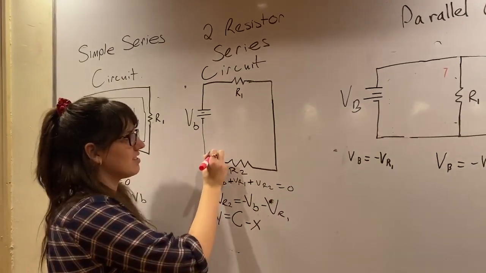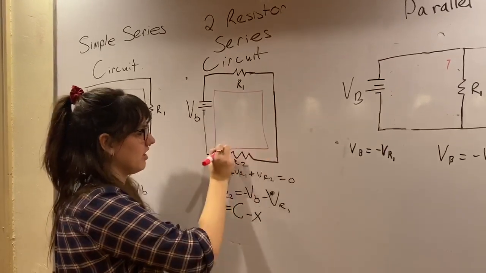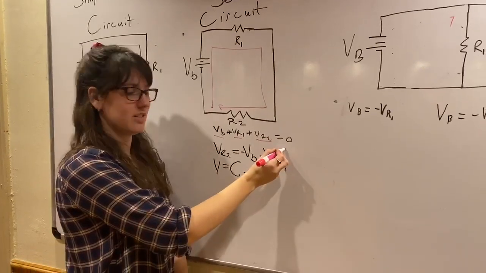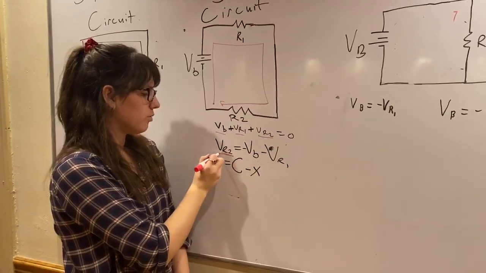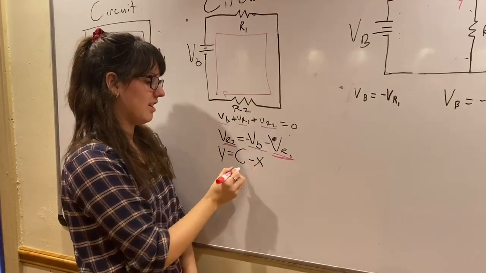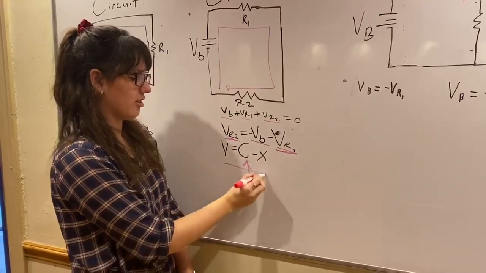This is a 2 resistor series circuit. Following the same processes as we did in the simple series circuit, we find that VB plus VR1 plus VR2 is equal to 0. R2 is the dependent variable and R1 is the independent variable, while VB is a constant, as shown here in this linear relationship.